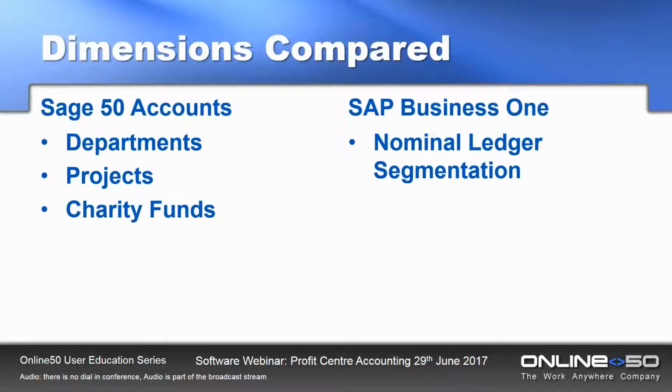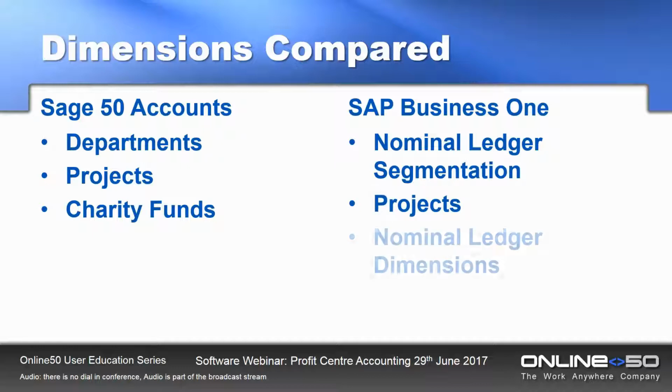So that's up to 10 segments. You've got the nominal code plus 9 additional ones. So if you like, that's 9 extra dimensions hard-coded in this nominal ledger. We can have project codes, which work similarly to the departments. Nominal ledger dimensions are quite similar to project codes, with this added feature of distribution rules. You can have up to 5 dimensions on the nominal ledger, plus the projects, plus the segmentation if you want. And of course you can also have branches, as I mentioned.